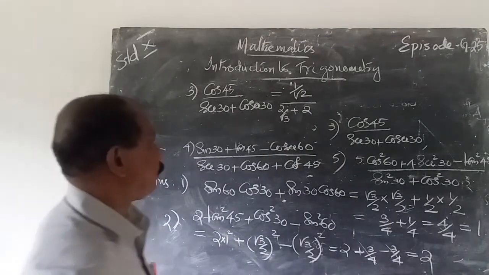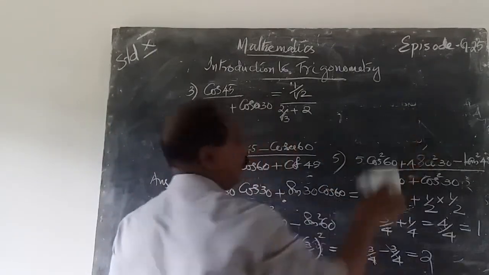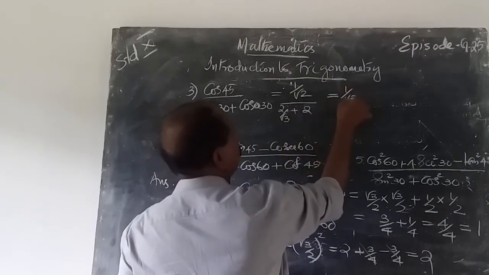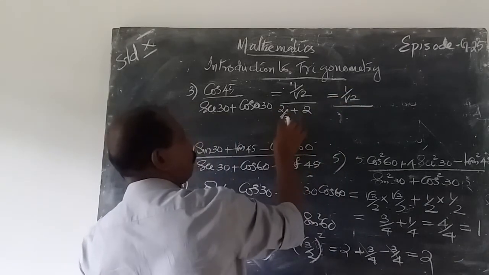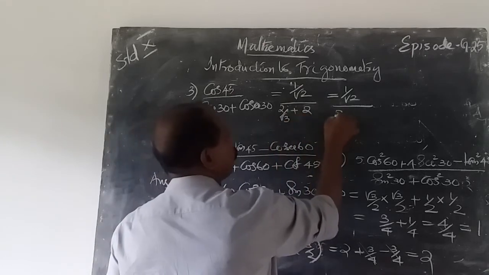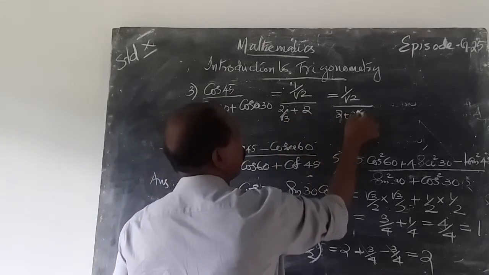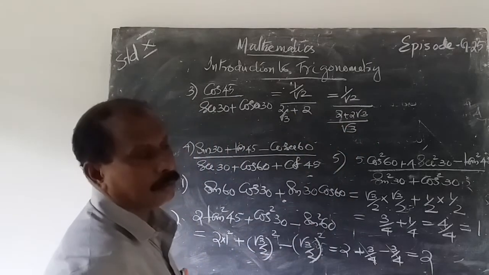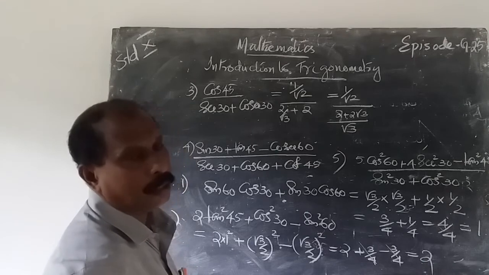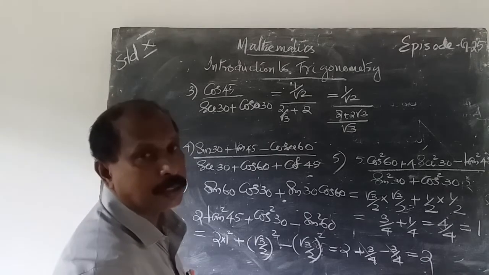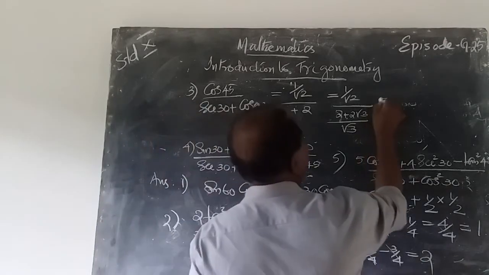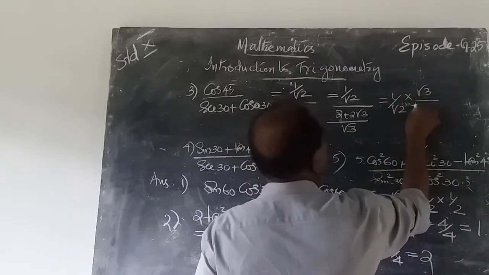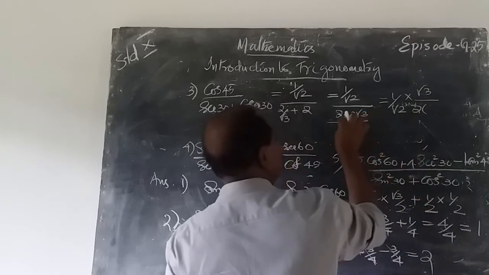This is the third question. But there is some fraction, therefore we take the LCM. That is equal to 1 by root 2 by the LCM, 2 plus 2 root 3 by root 3. Then there are two fractions, with division, therefore multiply the numerator with the reciprocal of the denominator. That is equal to 1 by root 2 into root 3 by 2 into 2 plus root 3.